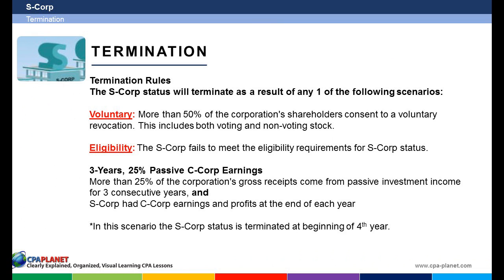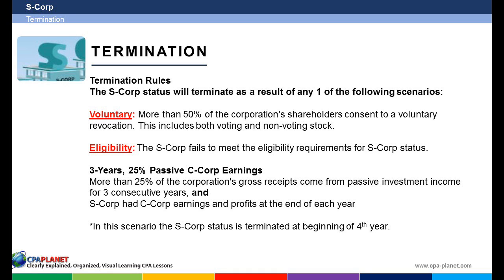Termination of an S-Corp. An S-Corp will terminate as a result of any one of the following scenarios. Again, a question you may well see on the exam. Voluntary: more than 50% of the corp's shareholders consent to a voluntary revocation, and that's more than half.